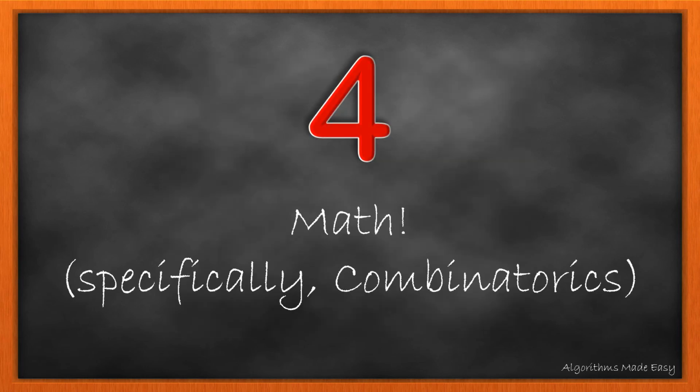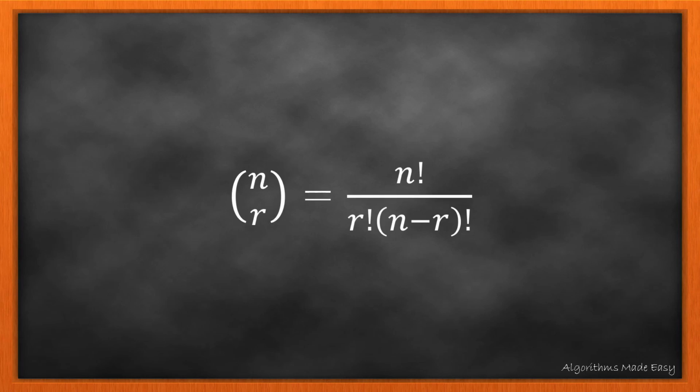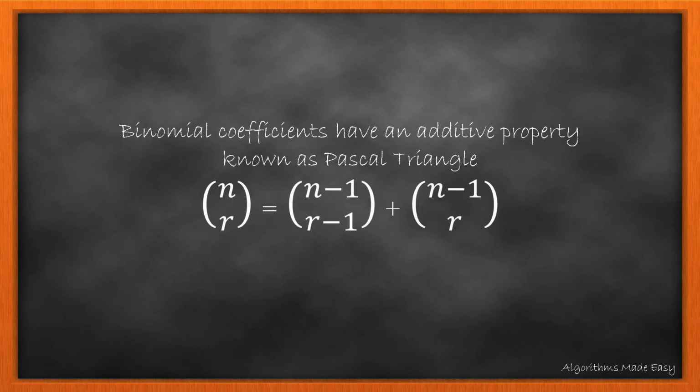Now let's discuss the most mathematical approach, which is purely combinatorics. In mathematics, the Pascal triangle is a triangular array of the binomial coefficients. The entry in the nth row and the rth column of the Pascal triangle is denoted like this. It is written as n factorial divided by r factorial multiplied by n minus r factorial. Now, the binomial coefficient has an additive property, which is nothing but Pascal's triangle. You can see the formula matches what we saw in the brute force.